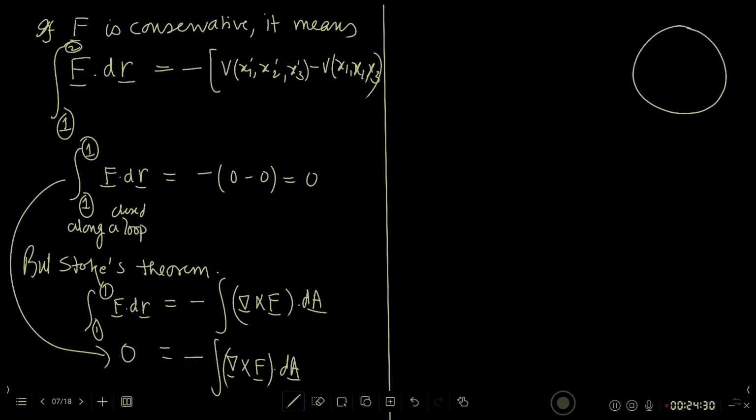Now this closed loop can be taken. I can shrink this closed loop. On every closed loop, if the vector function f is a conservative force, you are going to get this. On every area, you are going to get this 0.